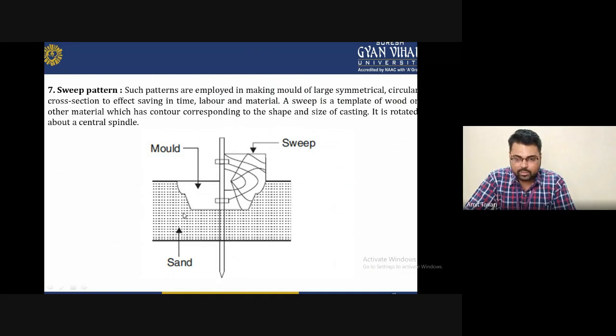This is the sand available in the surrounding place, where they keep the pattern. You can see that the pattern is kept here while the mold is allowed to solidify, and you keep the sweep and rotate it circularly about the same axis, and all the material mixes together in the formation of this type of mold. So you will prepare this type of pattern, and nowadays generally for the sweep pattern.